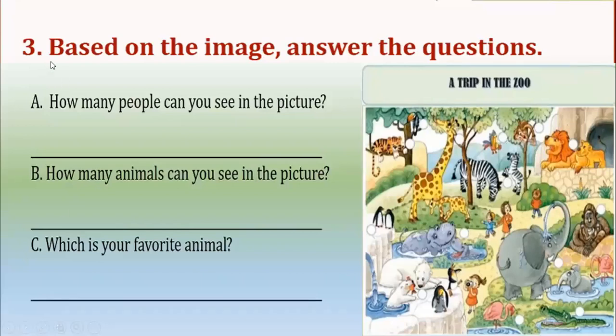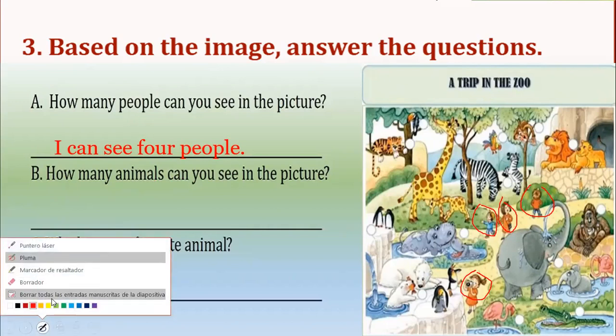Seguimos. Activity 3. Based on the image, answer the questions. Vamos a observar la imagen y vamos a contestar las siguientes preguntas. Pregunta A, donde está la letra A. How many people can you see in the pictures? ¿Cuántas personas podemos observar? Entonces, yo aquí lo que voy a hacer es ir viendo cuántas. 1, 2, 3, 4. Perfecto, veo 4. Entonces, mi respuesta va a ser, I can see 4 people. 4 people, veo 4.